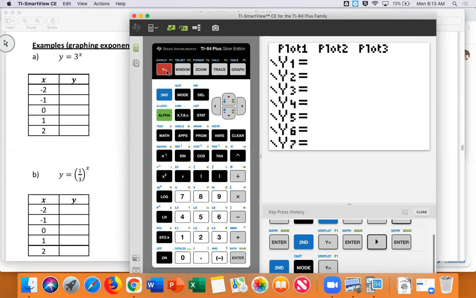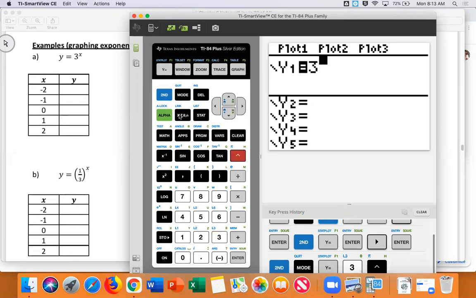And now what we're going to do is plug in 3x, 3 to the x. So we hit 3, and then we hit this caret button. It's up by division, if you happen to download that app. And then we're going to hit x. Andrew, did you get all that in?